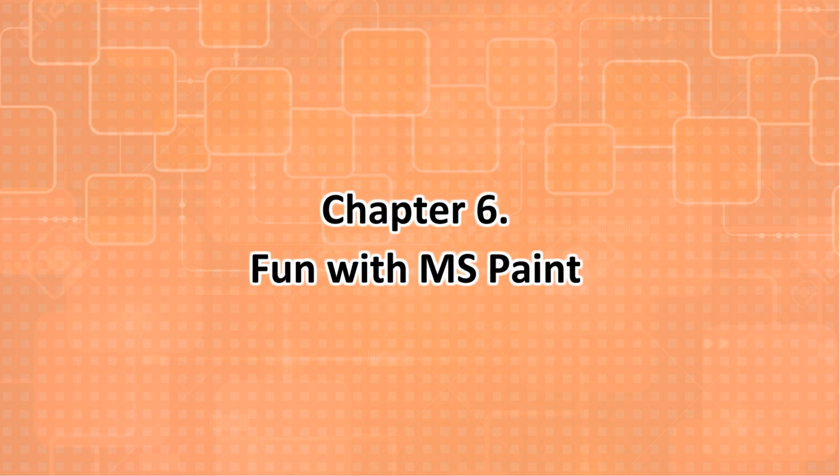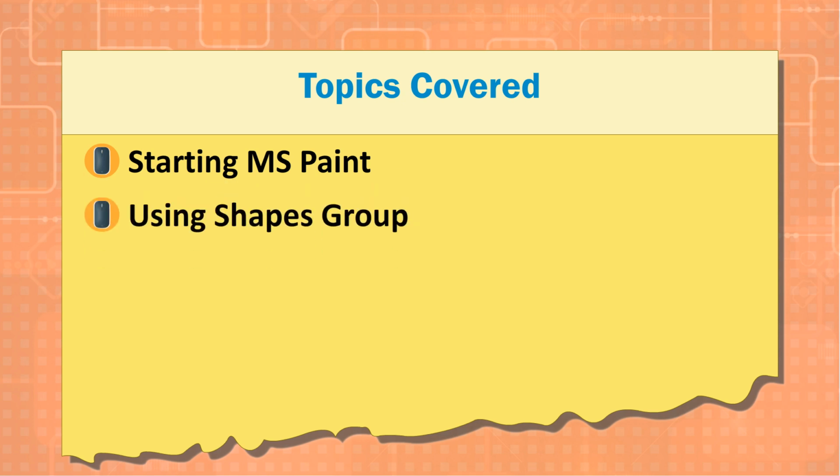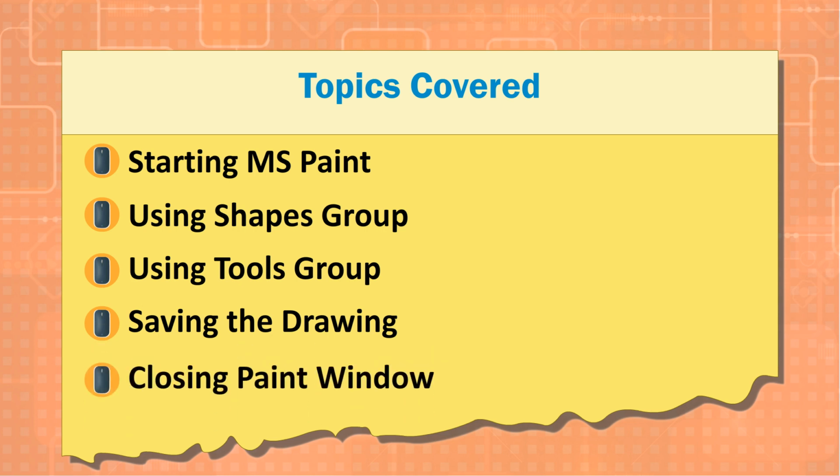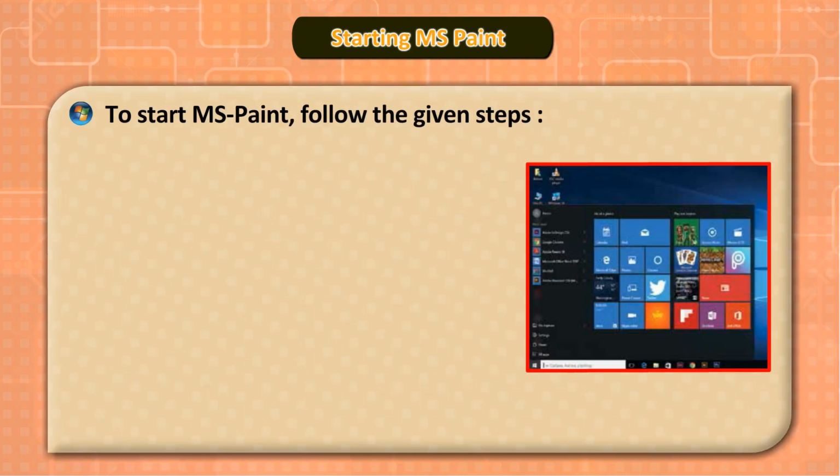Chapter 6 Fun with MS Paint. Topics covered: starting MS Paint, using Shapes group, using Tools group, saving the drawing, closing Paint window, opening the saved drawing. Starting MS Paint. To start MS Paint, follow the given steps.